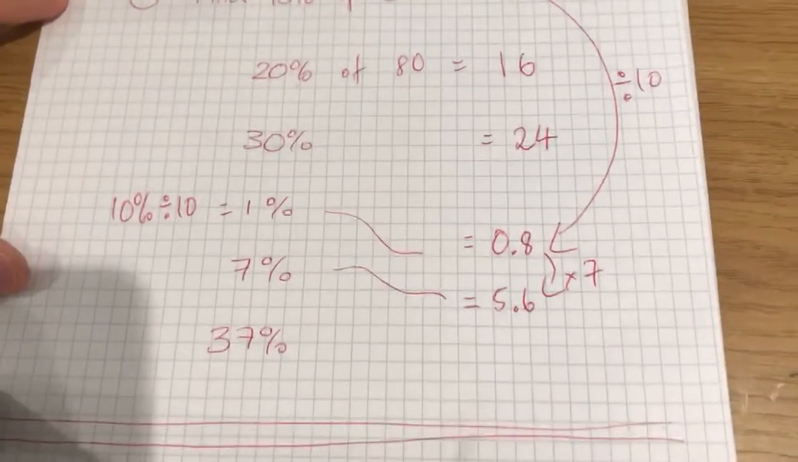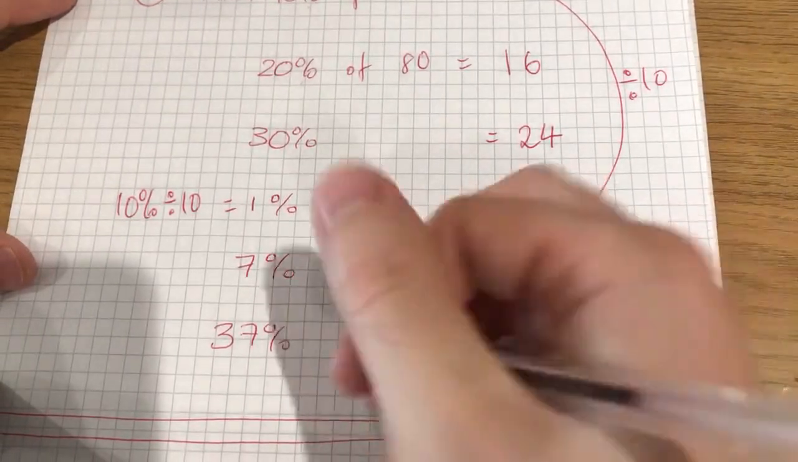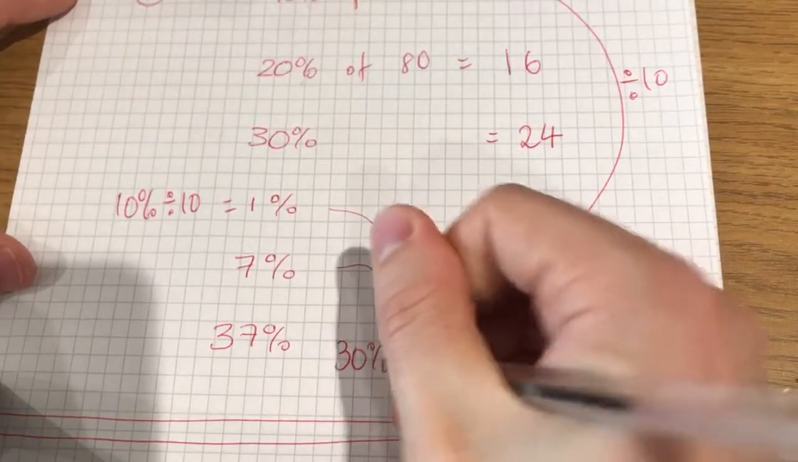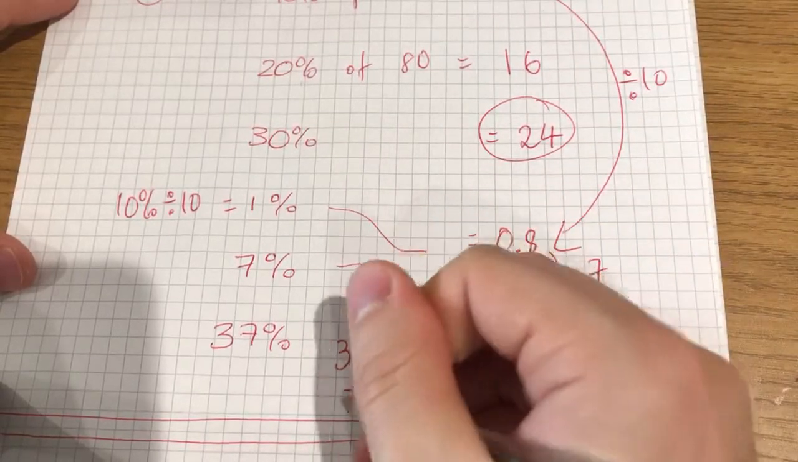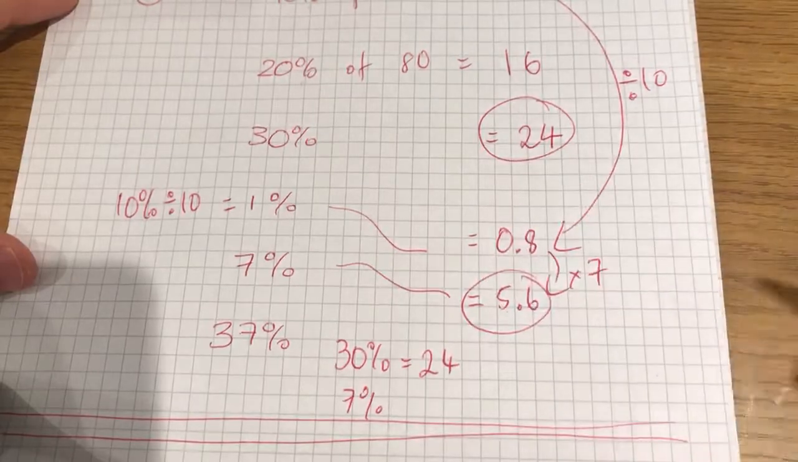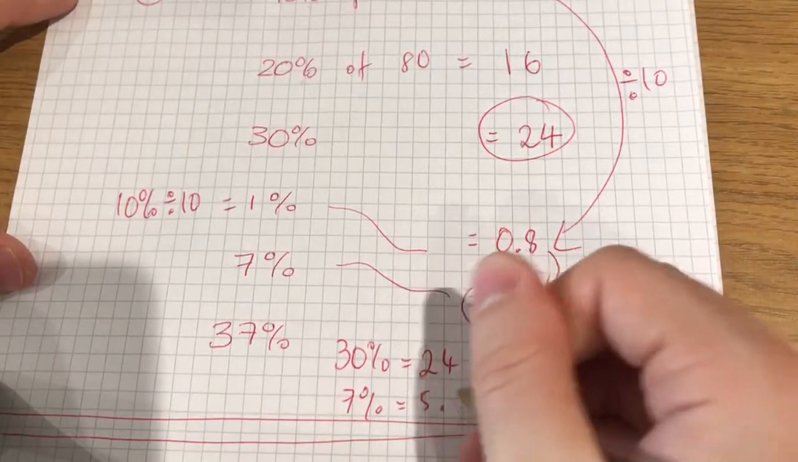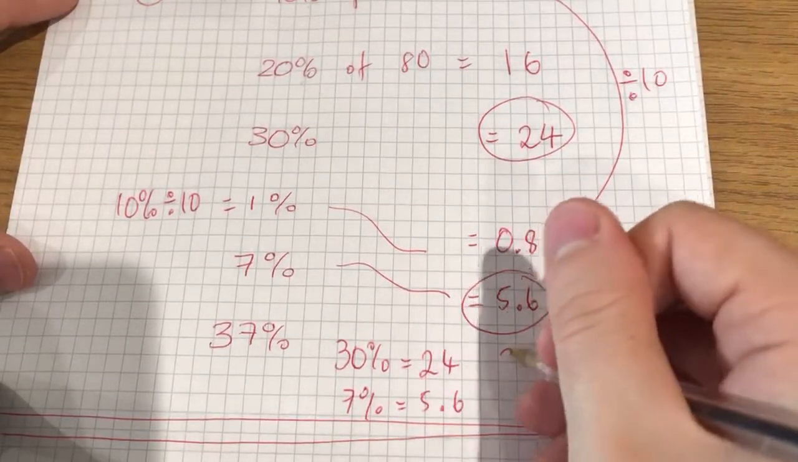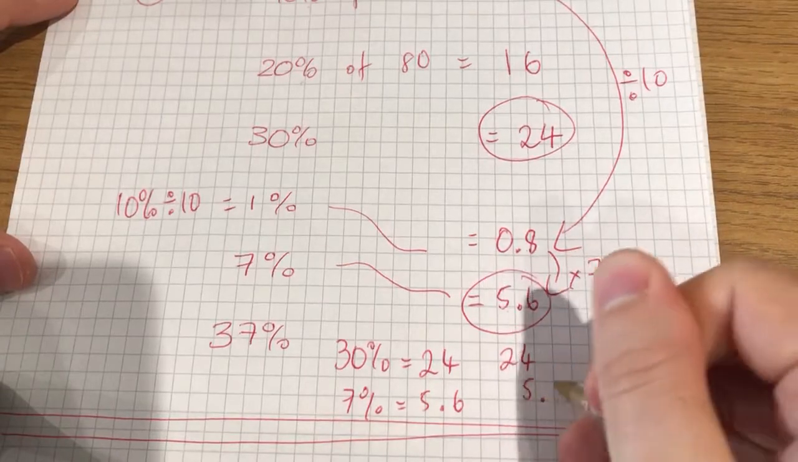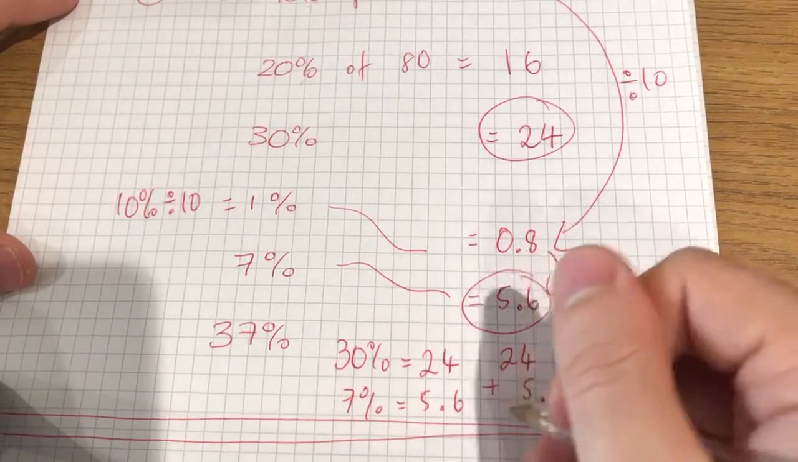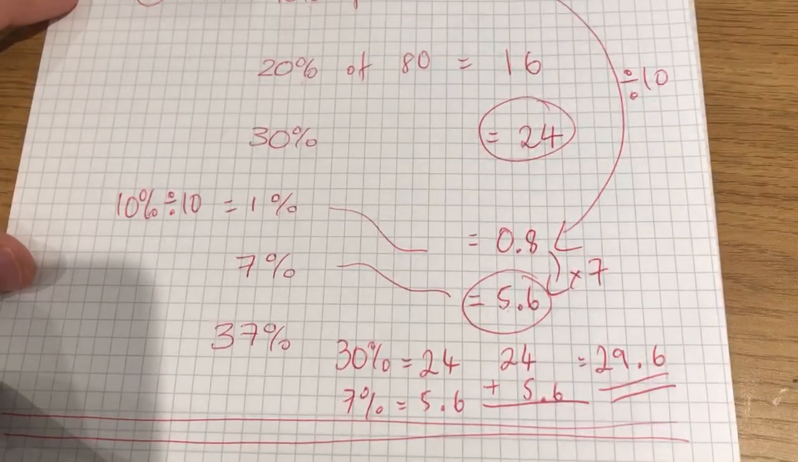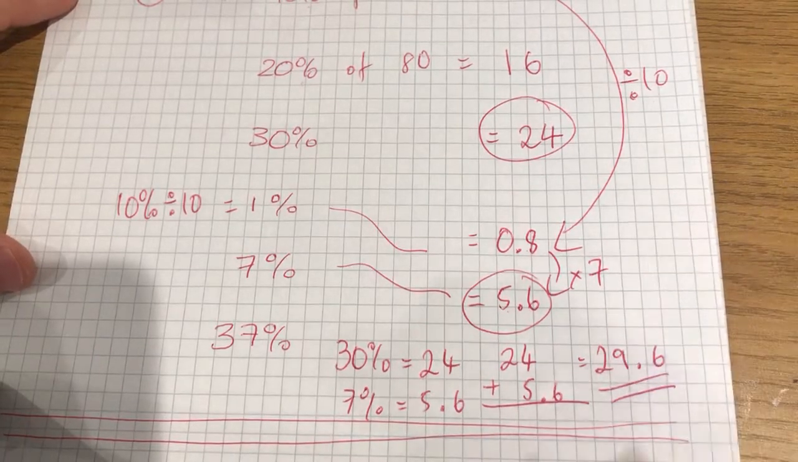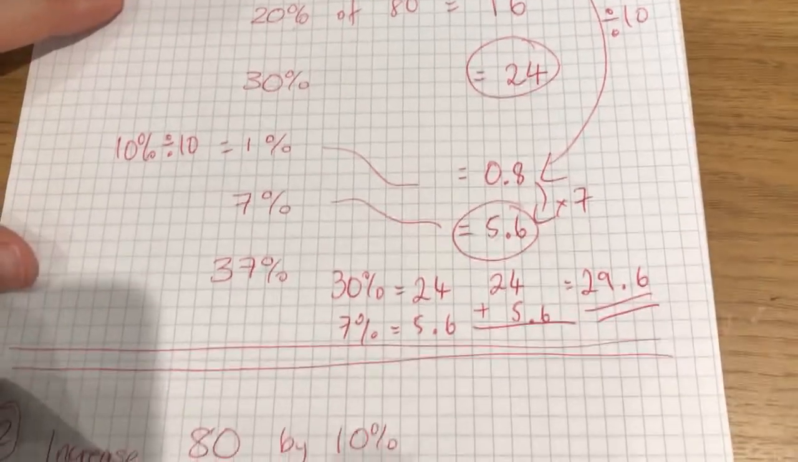So let's do a more trickier one, like 37%. Well, we know that 30% is 24 from here. And if we didn't, we could work that out quite nicely. We know 7% is 5.6 from there. Now, if you add those together, and if you're not keen on that, I'll line them up a bit nicer. Add those together and you get 29.6. Okay? So that's finding percentages.